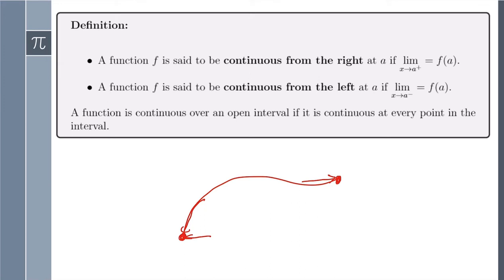So if the limit as x approaches a from the right is equal to the value of the function at a, then we say the function is continuous from the right, okay? If the limit as x approaches a from the left equals the value of the function at a, then we say the function is continuous from the left. So a function is continuous over an open interval if it is continuous at every point in that interval.